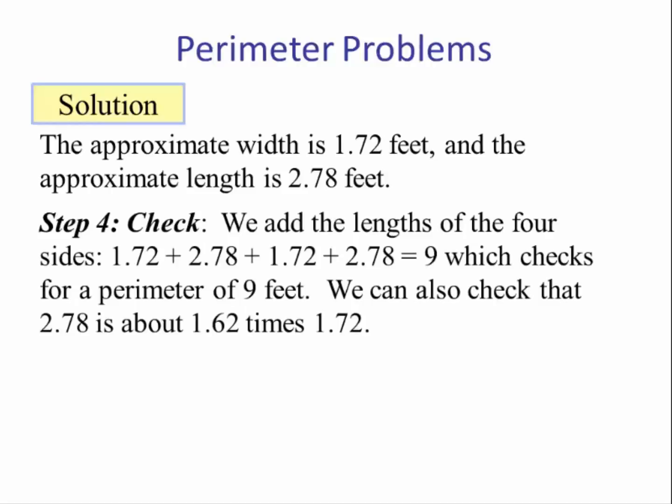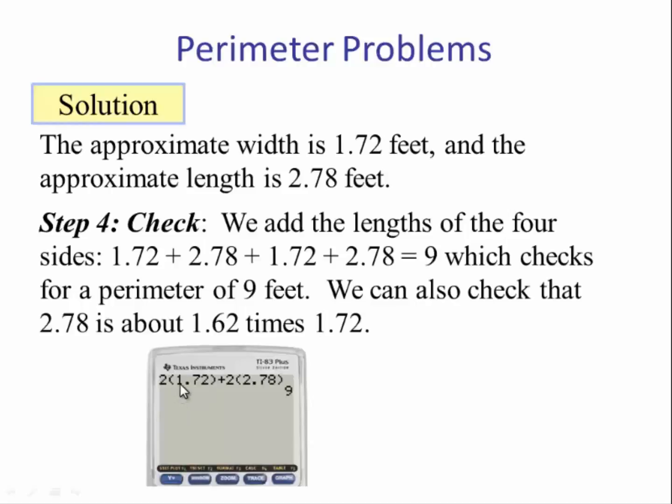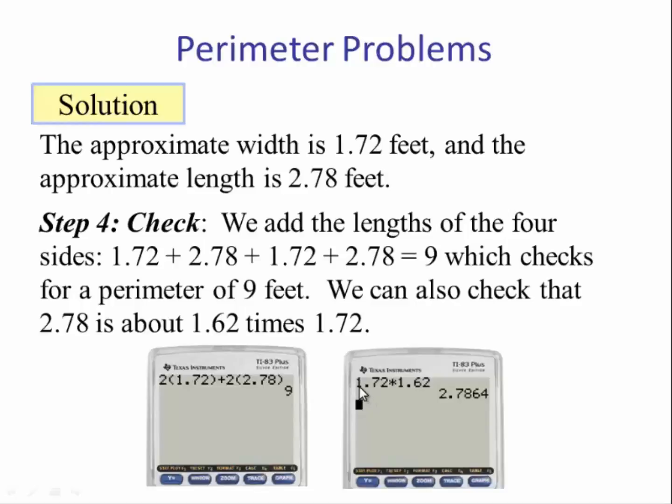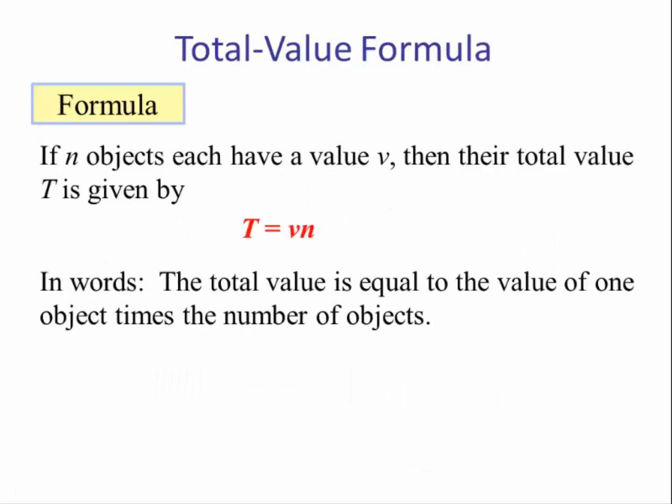Step 4, to check it. If we take 2 times our W plus 2 times our L, we get 9. So that works. If we take our width, 1.72, times 1.62, the golden ratio, we get the length 2.78 rounded off. So it checks.